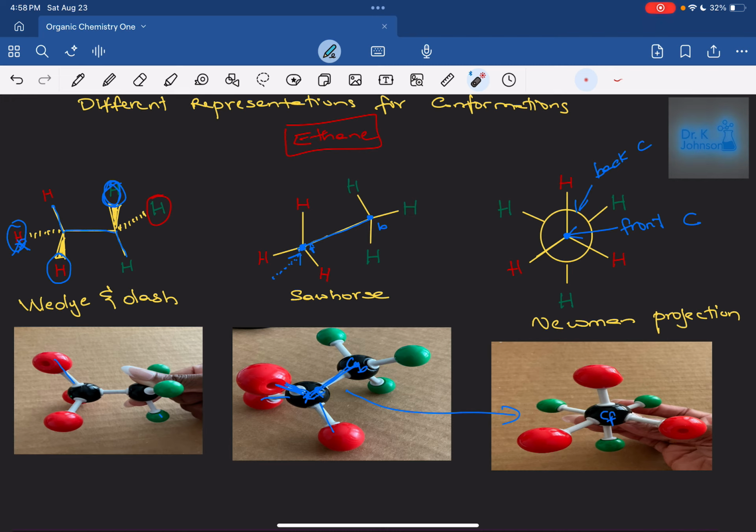Things get a little different, and we'll talk about that when you have to convert wedge and dash lines into a Newman projection. I'll do a video on that. For this one, we're just showing you how the Newman projection comes about, because most of your representation, especially comparing energies, etc., is done by looking at the Newman projection. So front carbon, back carbon, and you just put what's on the front and the back carbon.